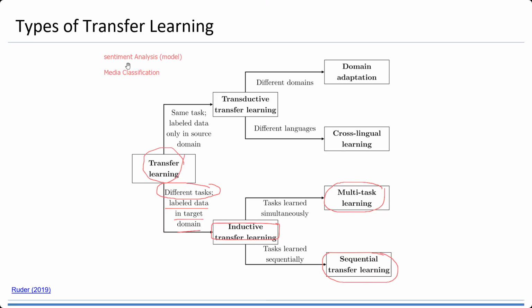So this is a different task because the first task is about sentiment analysis. The result can be positive or negative, but for media classification, maybe the task result is whether it is about economy or not economy. So using these kinds of things, we can leverage transfer learning, and we can use multitask learning, or we can use sequential transfer learning.